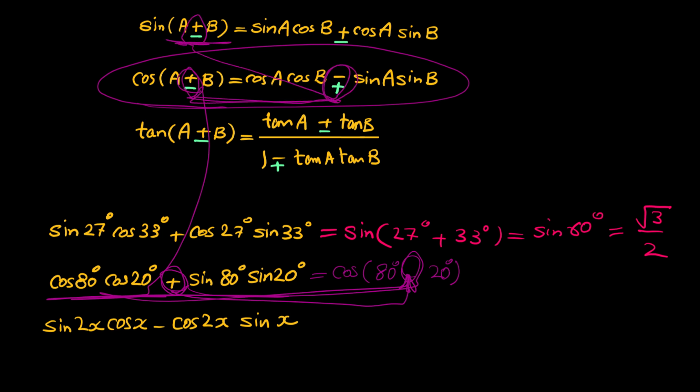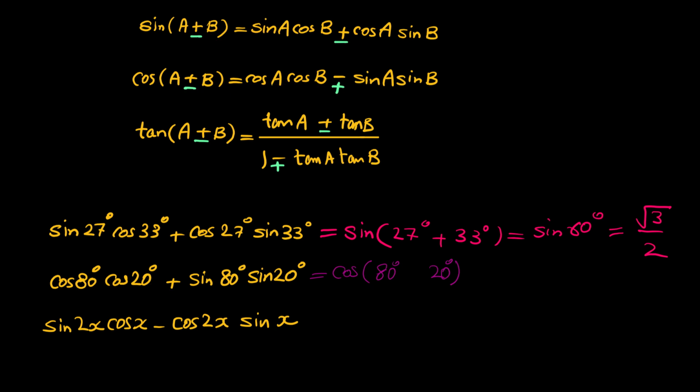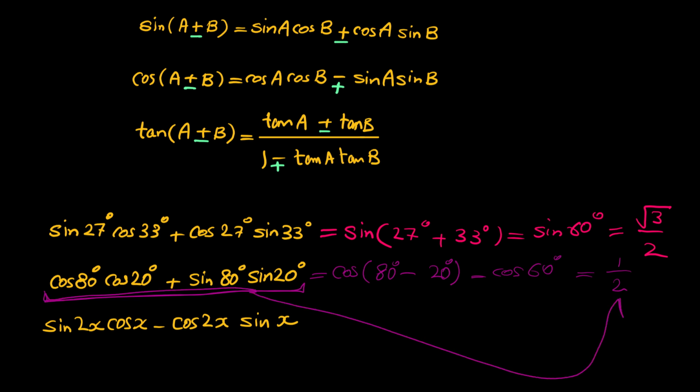For the sine, these signs are the same: positive, positive, minus, minus. But for cosine, when it's plus here, it is minus there, and when it's minus here, it is plus there. So for cosine, it's opposite. Because here is plus, you should put minus here. So this equals cosine of 80 minus 20, which equals cosine of 60 degree. And probably you know that, again by the special triangle, cosine of 60 degree is 1/2. So the value of this expression is 1/2.